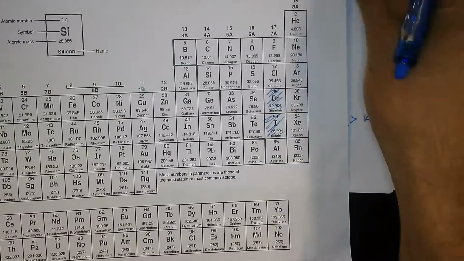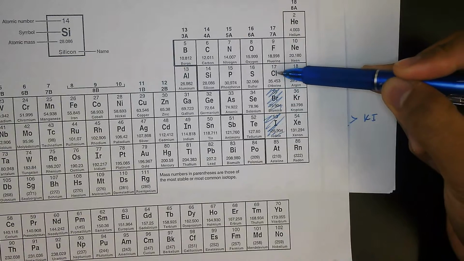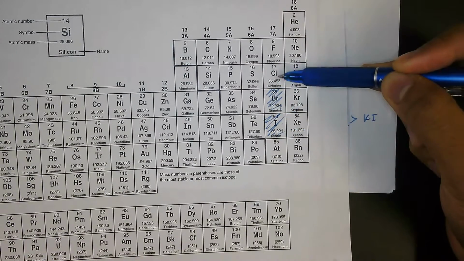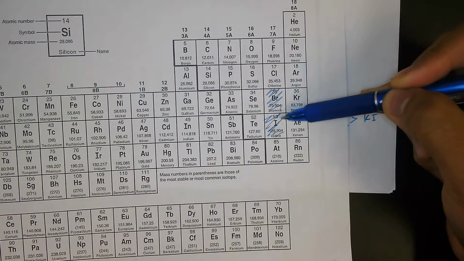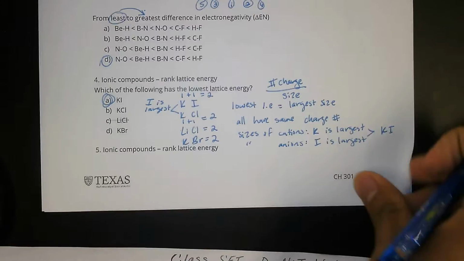So if I look at my periodic table, I have iodine, bromine, and chlorine. You can see that the one with the larger size is iodine because it's further down, and again, you have more energy levels as you go down. So my answer in this case is potassium iodide.